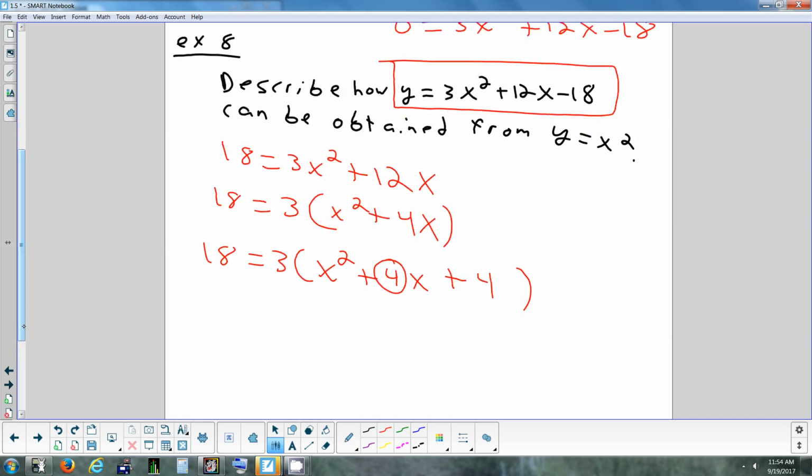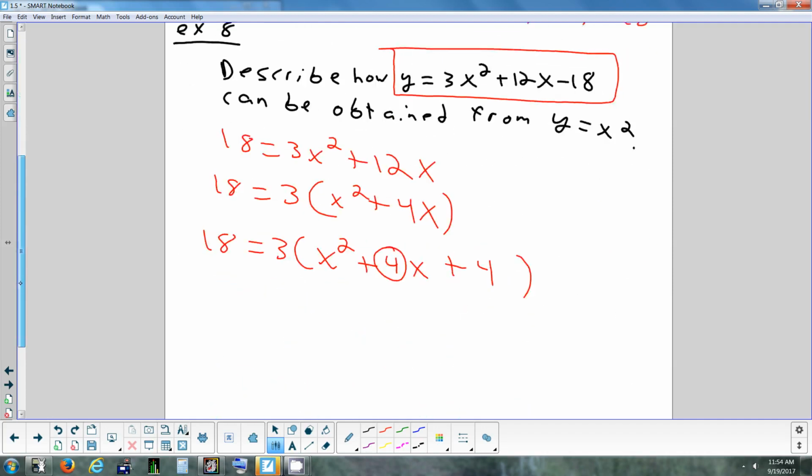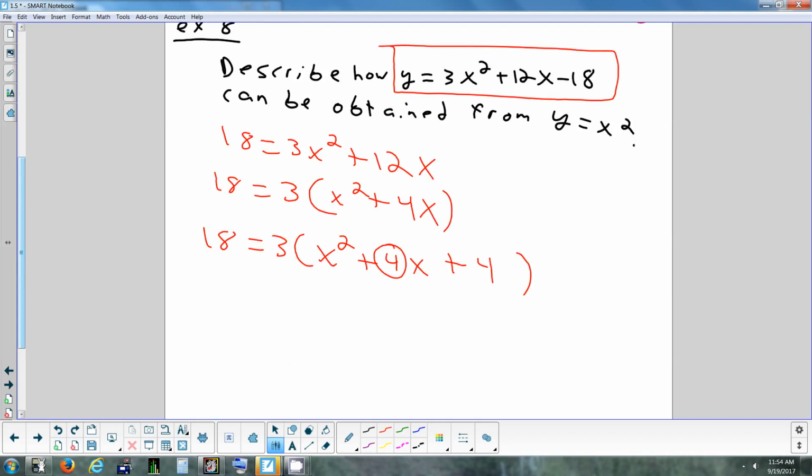Now, what did I just add to the right? Because I said keep everything balanced. Careful. I didn't add 4. What did I really add? I added 12. How come? Yes. Anything you put here is really 3 times its value, okay? Because it's a distributive property. So you added 12 on the right.